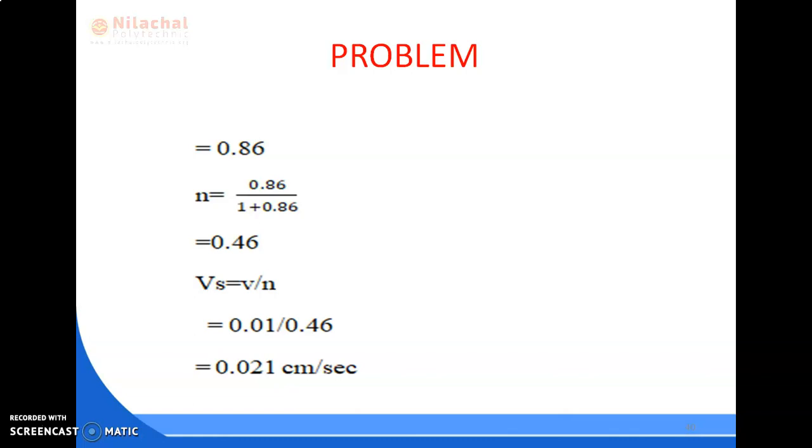So we can easily find out n. 0.86 by 1 plus 0.86 equal to 0.46. So we put it here: Vs equal to V by n, 0.01 by 0.46. So the answer is 0.021 centimeter per second. This is the other answer.